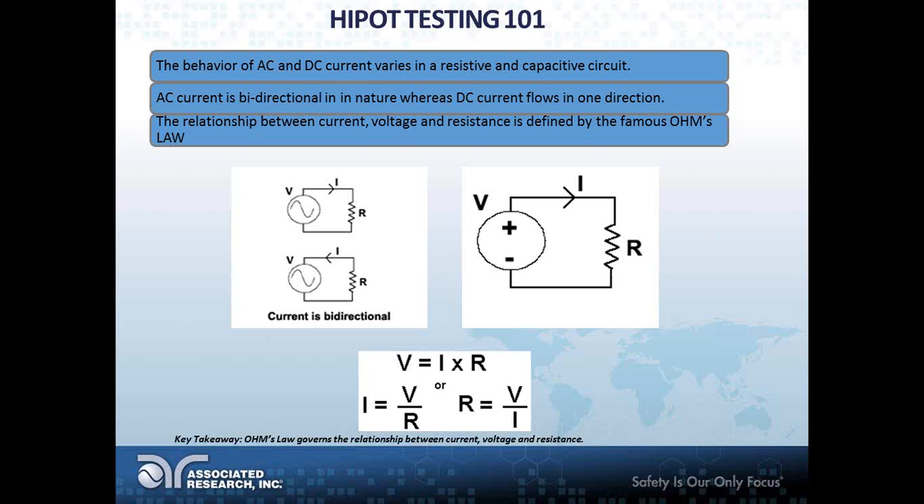How? Well, as we know, AC current is bidirectional in nature. It goes into positive and negative polarity, whereas DC current flows in just one direction. The relationship between current, voltage, and resistance is defined by the famous Ohm's law, which is voltage equals the current times the resistance, and it can be rearranged to find the current, which is I equals voltage divided by the resistance, or resistance equals voltage divided by the current.